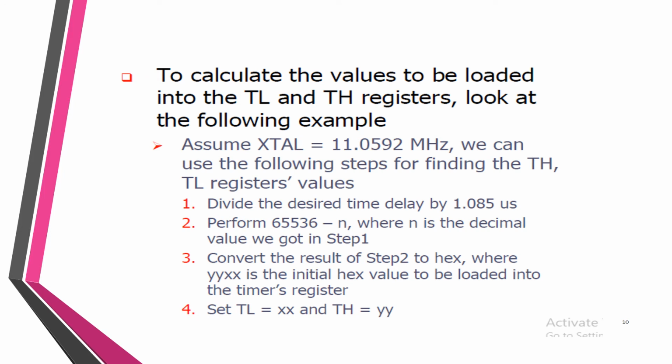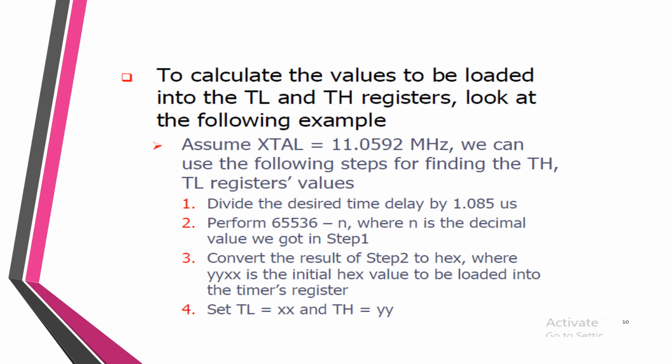Now, to calculate the values to be loaded into the TL and TH registers, what exactly is to be done? First of all, you must know your crystal frequency. Here, for example, we are assuming 11.059 megahertz. The first step is to divide the desired time delay by 1.085 microseconds. Why 1.085? Because it is directly associated with your 11.0592 megahertz. We have seen the delay calculation.